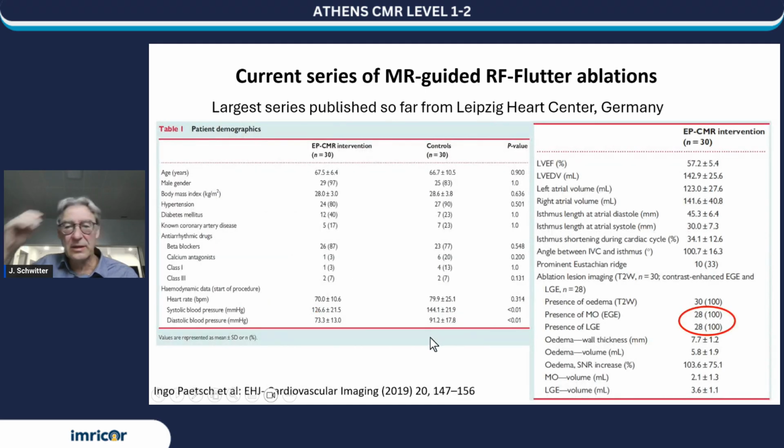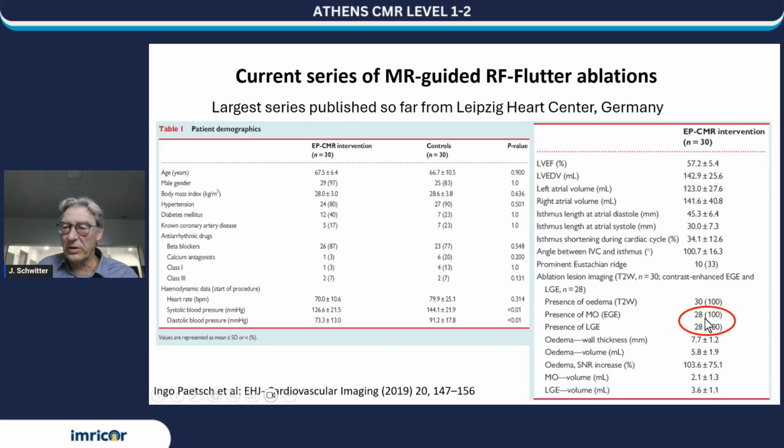Then here are some other characteristics of the population they did in Leipzig. This we know already, and here are some outcome data, what was measured in the MR during the intervention. So you see the length of the isthmus, in systole, in diastole, etc.